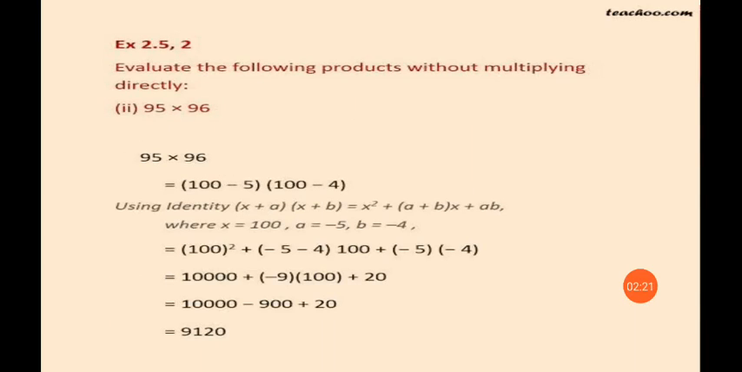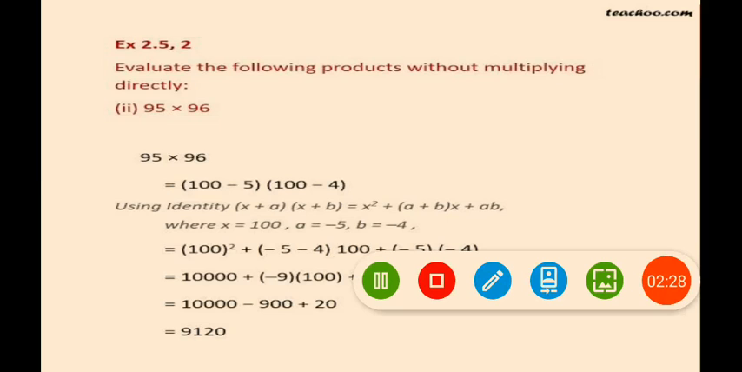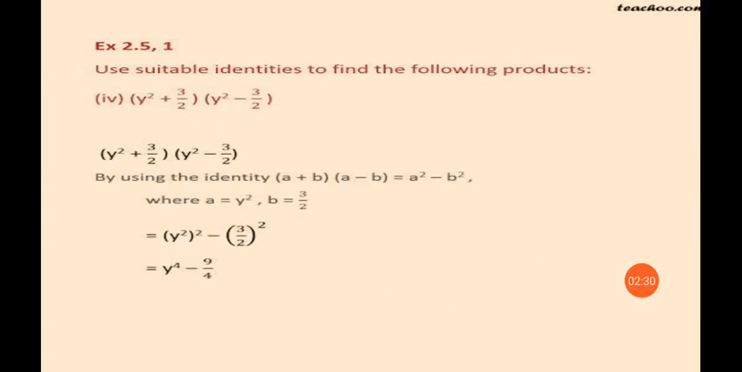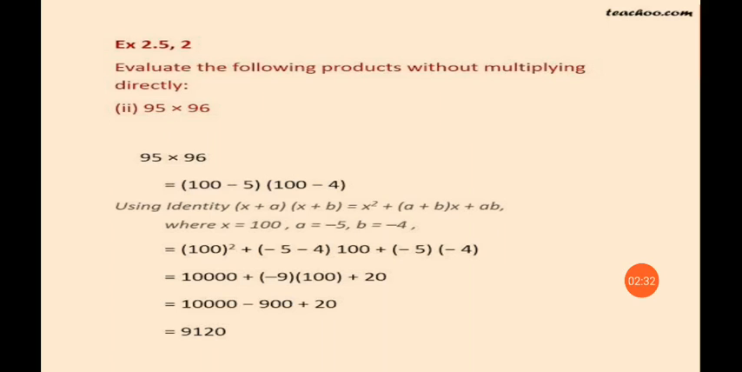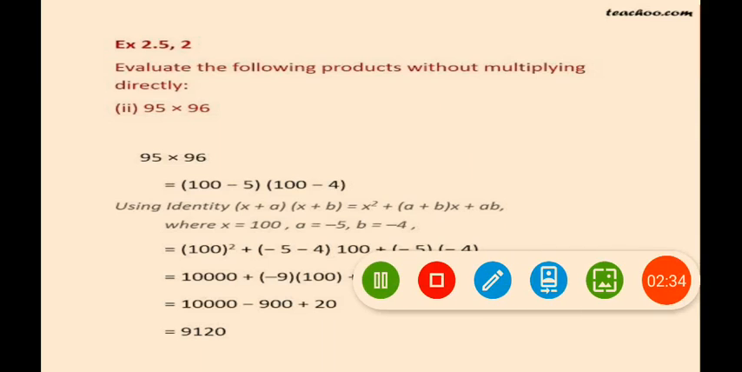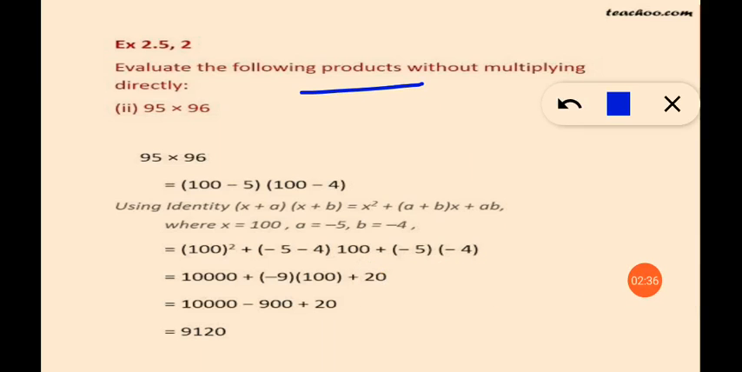Next, question number 2: evaluate the following directly without multiplying directly. We don't have to multiply directly, but we have to find the product using identities. So 95 can be written as 100 − 5 and 96 can be written as 100 − 4. Students, do we have any formula for (x − a)(x − b)?